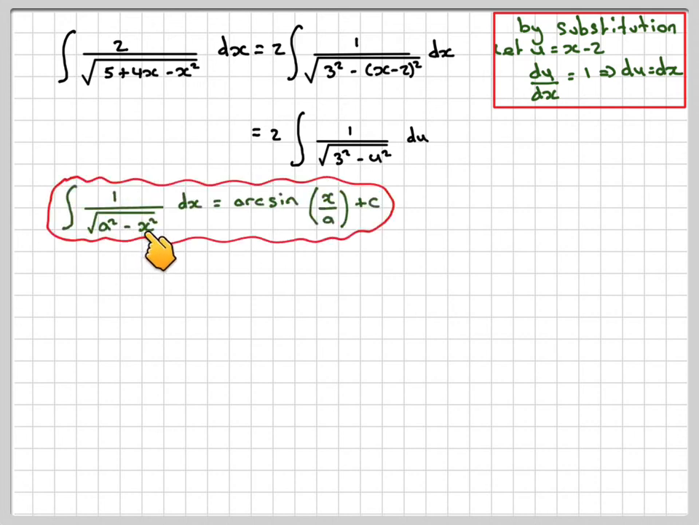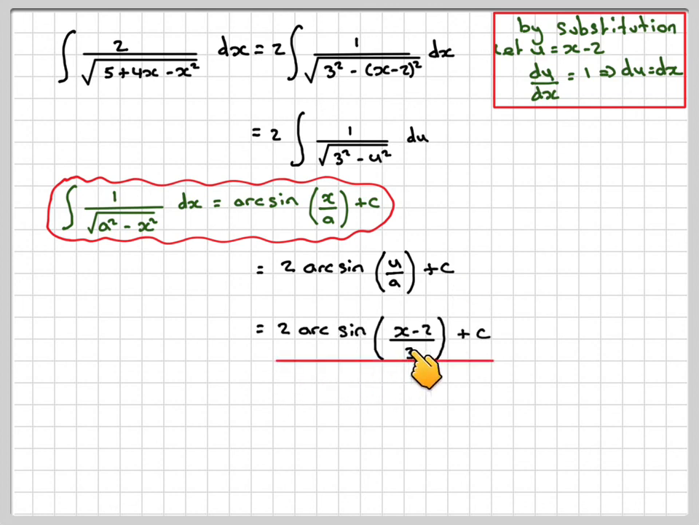Now this is a standard integral: 1 over the square root of a squared minus x squared dx is arcsine of x over a plus c. So this will be 2 times arcsine of u over a plus c, and then putting back my u, I'm going to get 2 arcsine of x minus 2 over 3 plus c as my final answer.